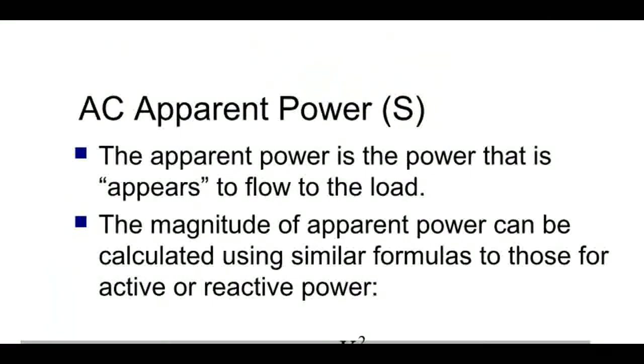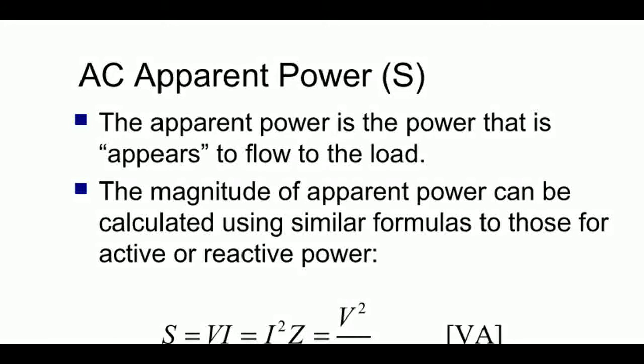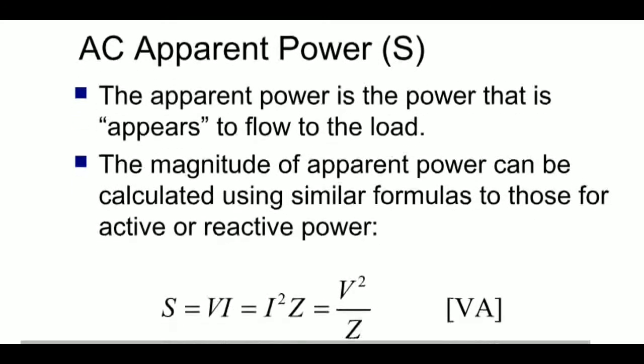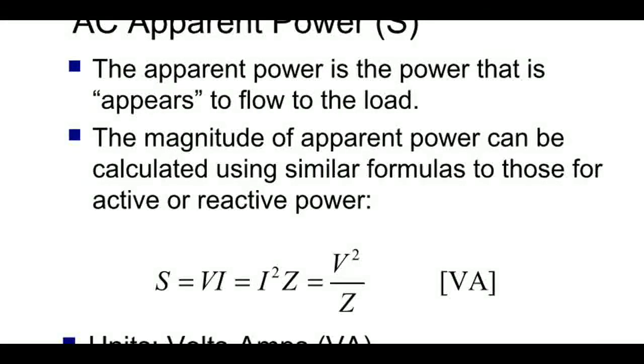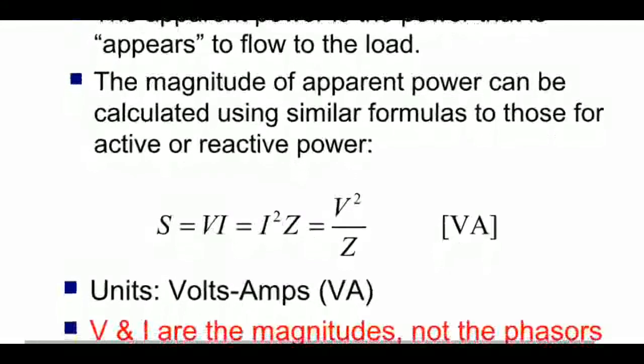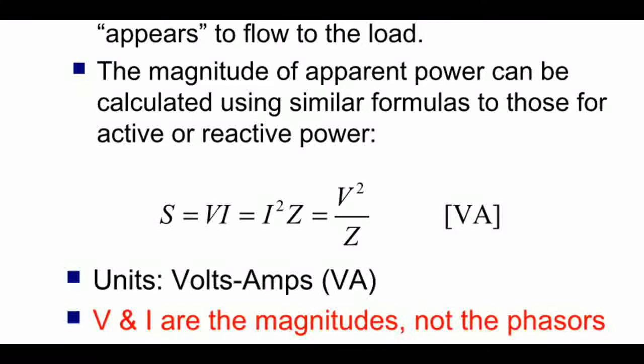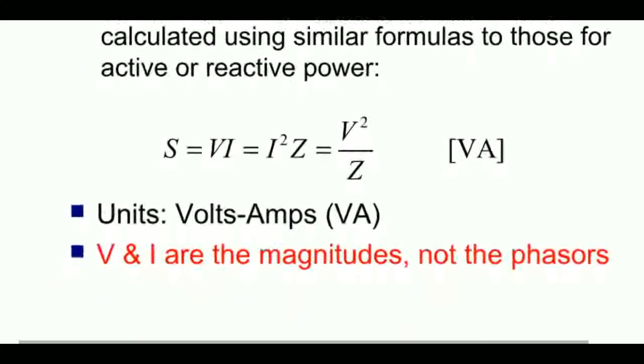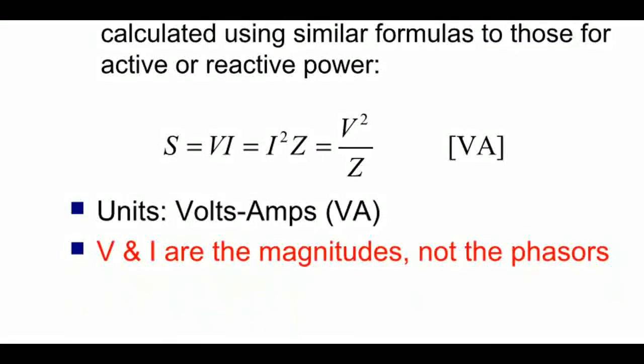Then the AC apparent power is denoted by S. The apparent power is the power that appears to flow to the load. The magnitude of apparent power can be calculated using similar formulas to those for active or reactive power. S equals VI, which equals I squared Z, which can also be given by V squared by Z. The unit is volt-amperes. V and I are the magnitudes, not the phasors.